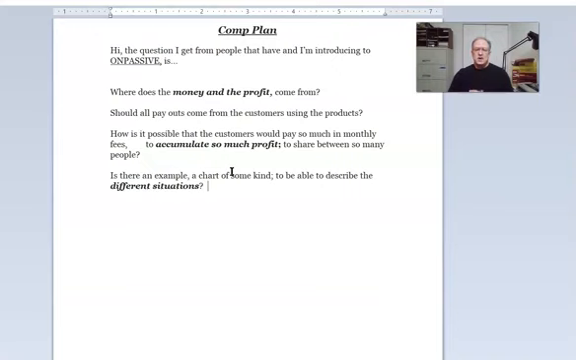And the accumulations of the profits to be shared between so many people, because of the way Onpassive is structured, it is really, really ingenious. And again, I'll get into the money part of it here in just a sec. Let's answer this bottom question just very, very quickly before I get into the money. Is there an example, a chart of some kind to be able to describe the different scenarios? And the answer to that is no. And I want to tell you why.